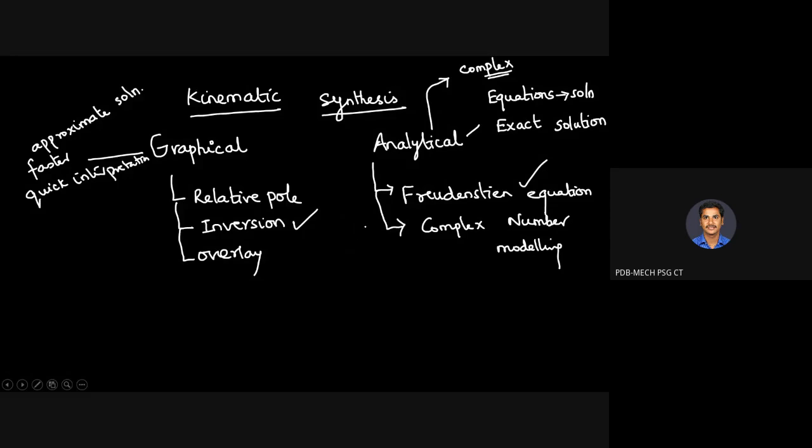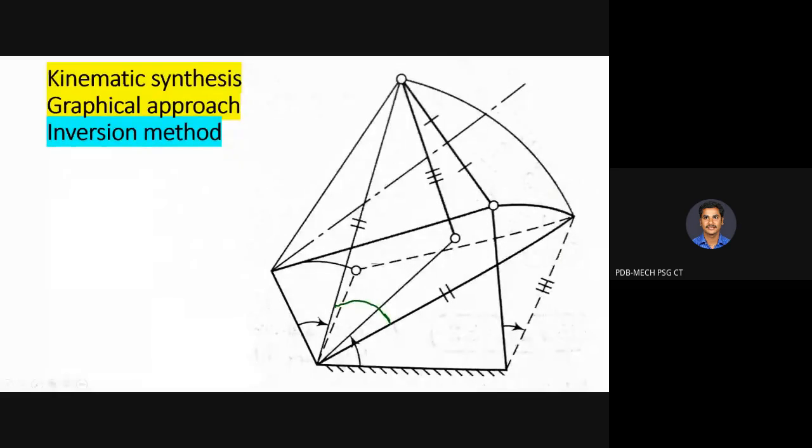Any doubts in analytical approach, that is Freudenstein equation? The Freudenstein equation was applied for 4 bar mechanism as well as slider crank mechanism. So I hope you solved a few problems related to that. Read the textbook or refer to the textbook for some problems, and try by yourself, so that you can get the solution and the confidence to solve the problems. Any doubts in the problems related to Freudenstein equation?